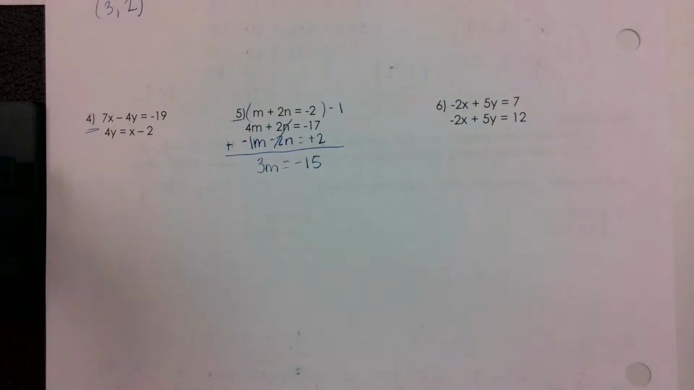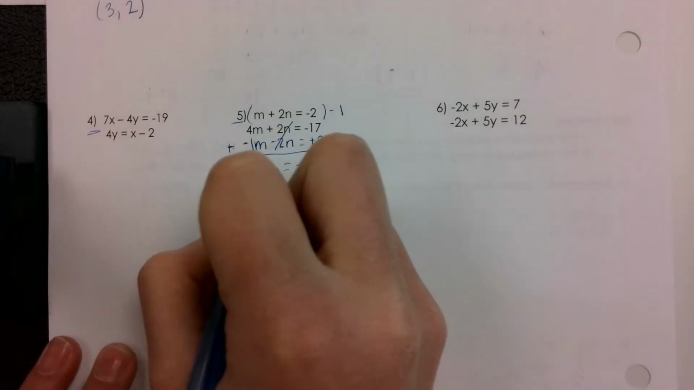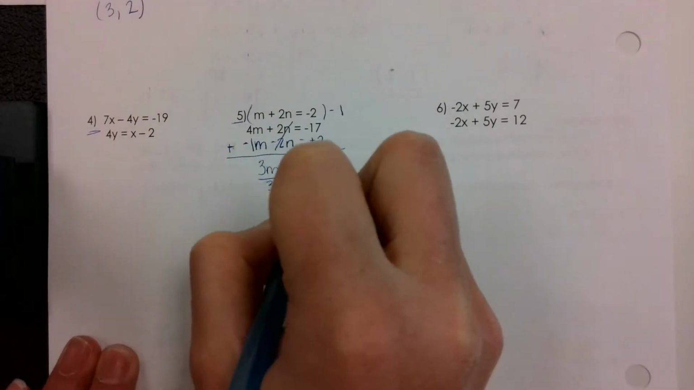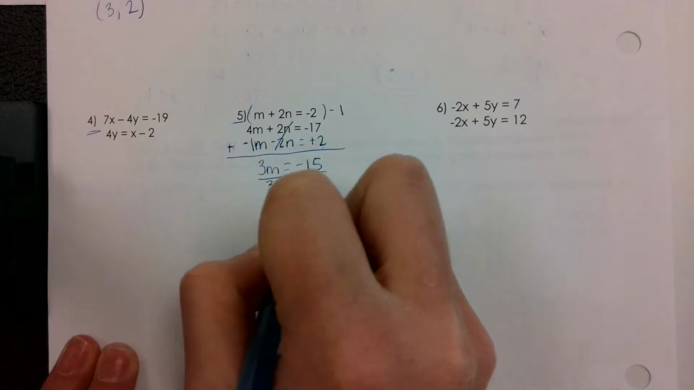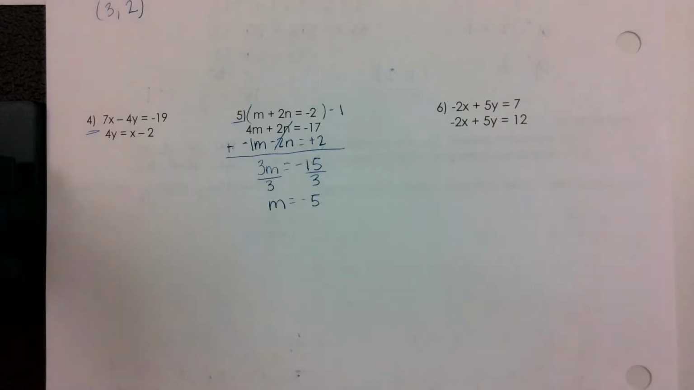Divide by 3, we'll know what m is, and we'll be halfway done. What do we get for m? Negative 5. Again, we've got to be careful with your signs here, y'all, because if we get one sign wrong, it messes up the whole answer, right? So we know that m is negative 5.